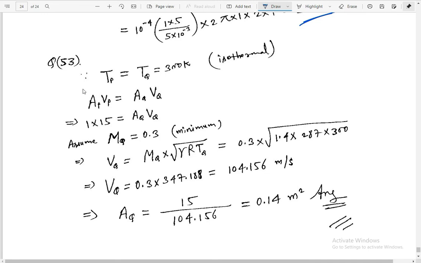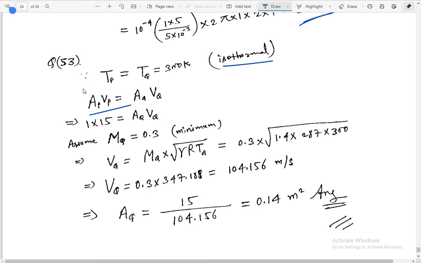This is section P and Q, right? Upstream and downstream. Temperature 300 because it is isothermal. From this equation, we know that APVP equals AQVQ. Area and velocity are given. Then MQ is given as 0.3. It is the minimum.